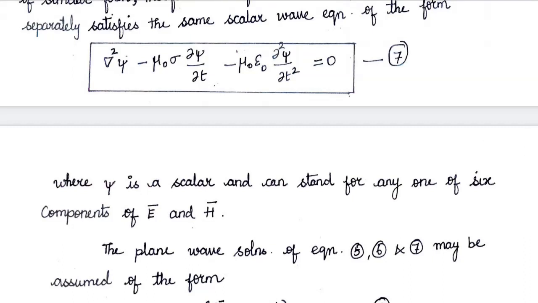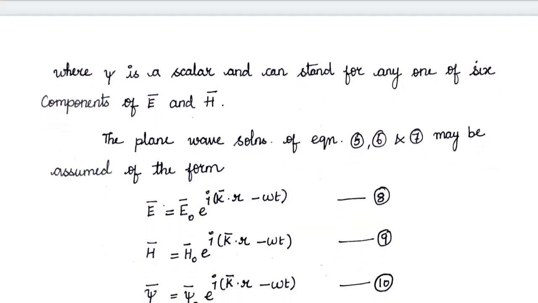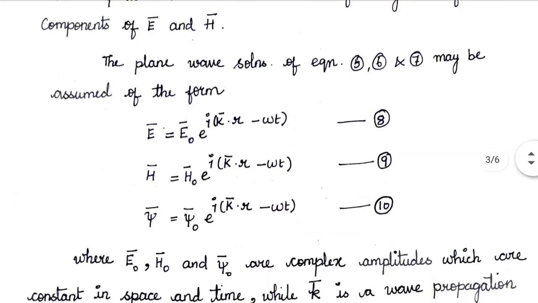So we can see equations 5, 6 and 7 are of identical form, and we can assume a plane wave solution like this. For the electric field vector, E equals E naught e power i into (k vector dot r minus omega t). For the H vector, it is H naught e power i (k vector dot r minus omega t). For the scalar function psi, I wrote it as a vector, but it is not a vector. Psi is equal to psi naught e power i (k dot r minus omega t). This is a written error.